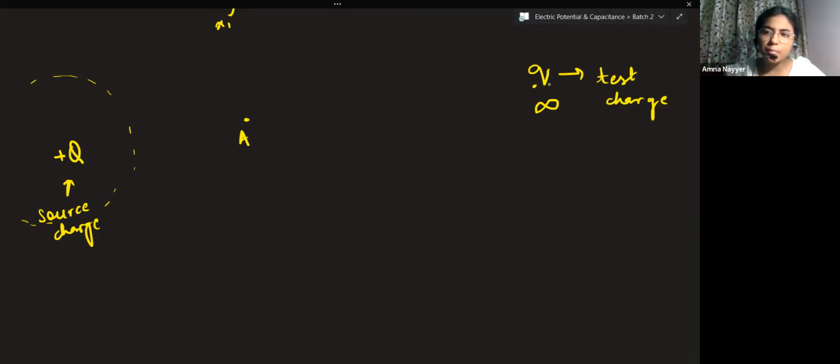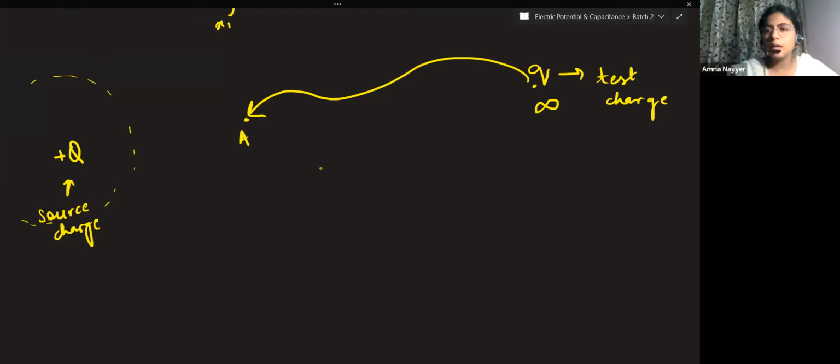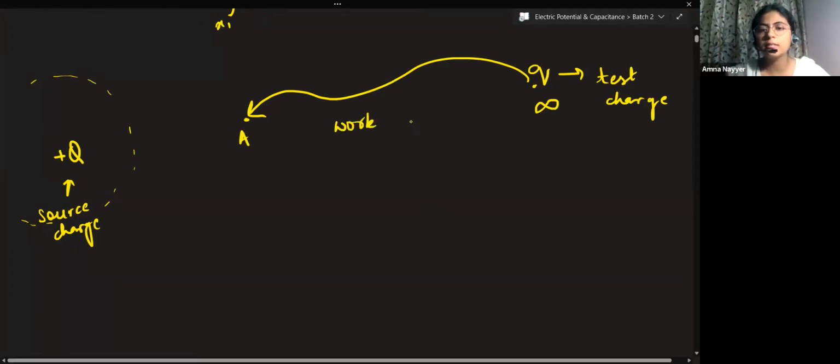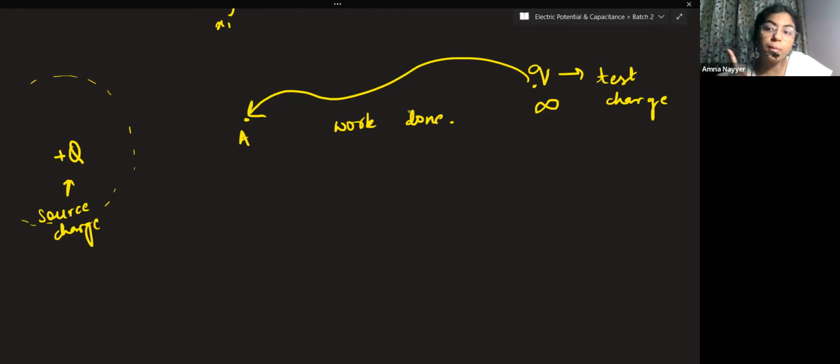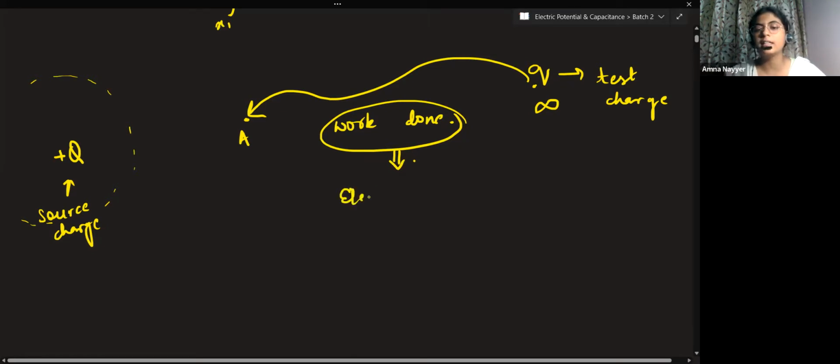Now see, if I bring this small q from infinity to this point A, some work done will be required to bring this charge from infinity to a particular point A. Some amount of work done will be required. That work done in bringing this test charge from infinity to a particular point that I've chosen, we call this work done potential, or electric potential, since it's for an electric charge.